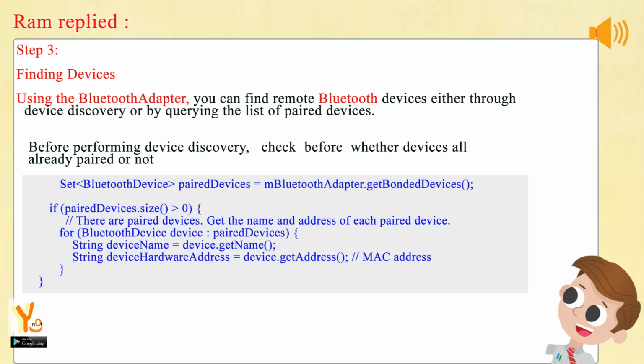Step 3. Finding devices. Using the Bluetooth adapter, you can find remote Bluetooth devices either through device discovery or by querying the list of paired devices. Before performing device discovery, check whether devices are already paired or not. Example is given below.